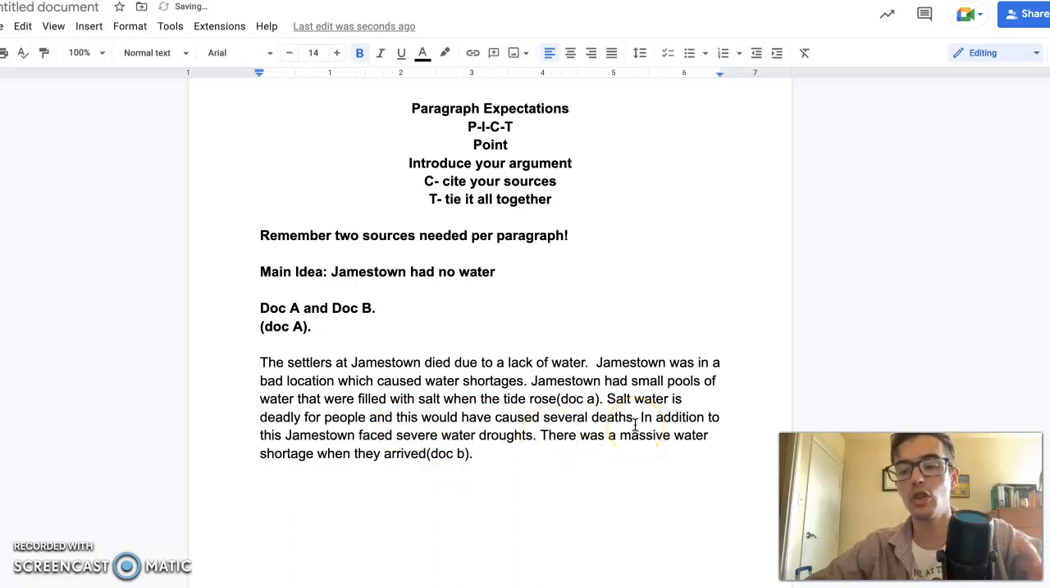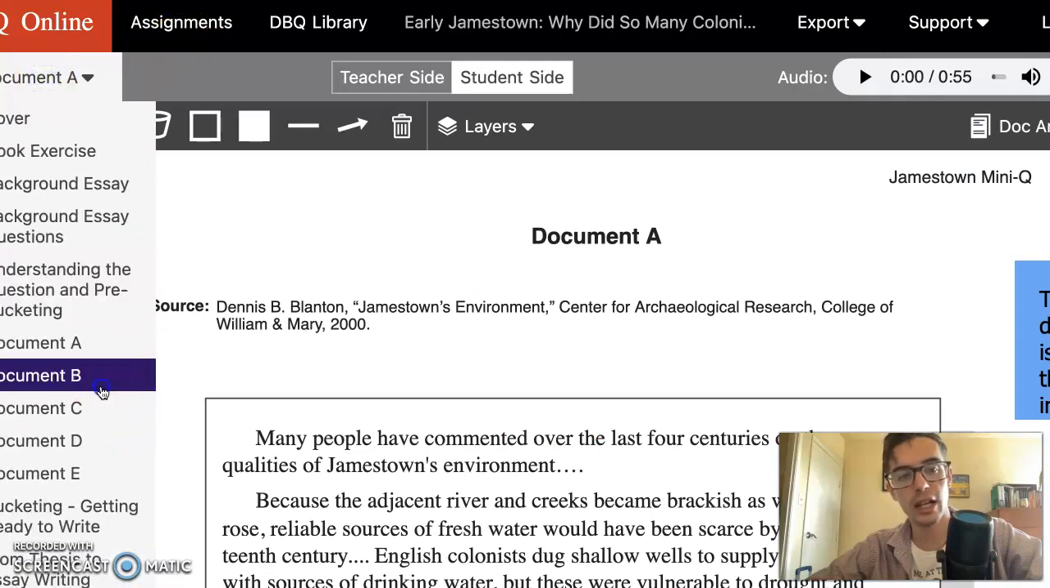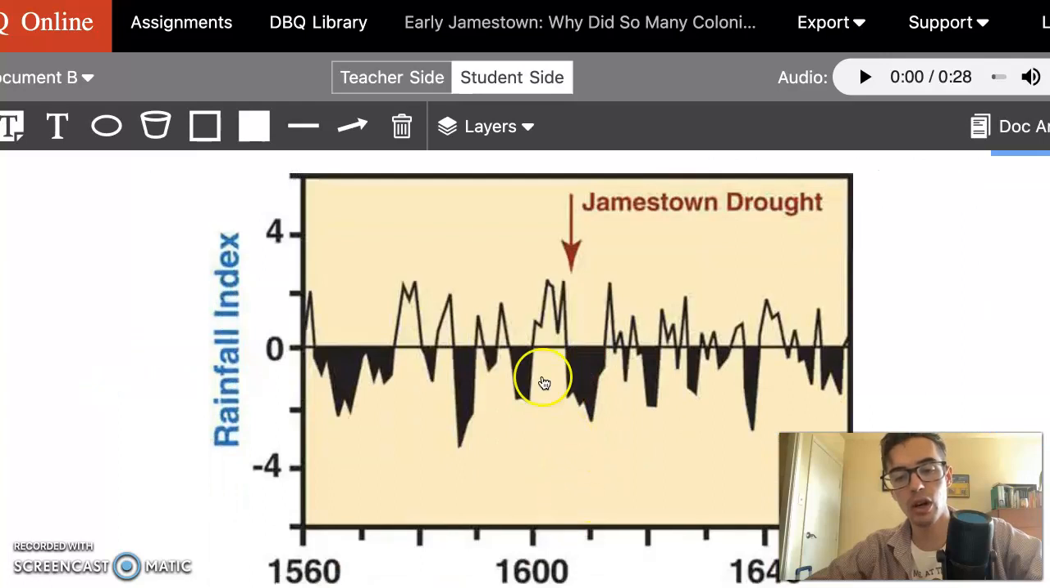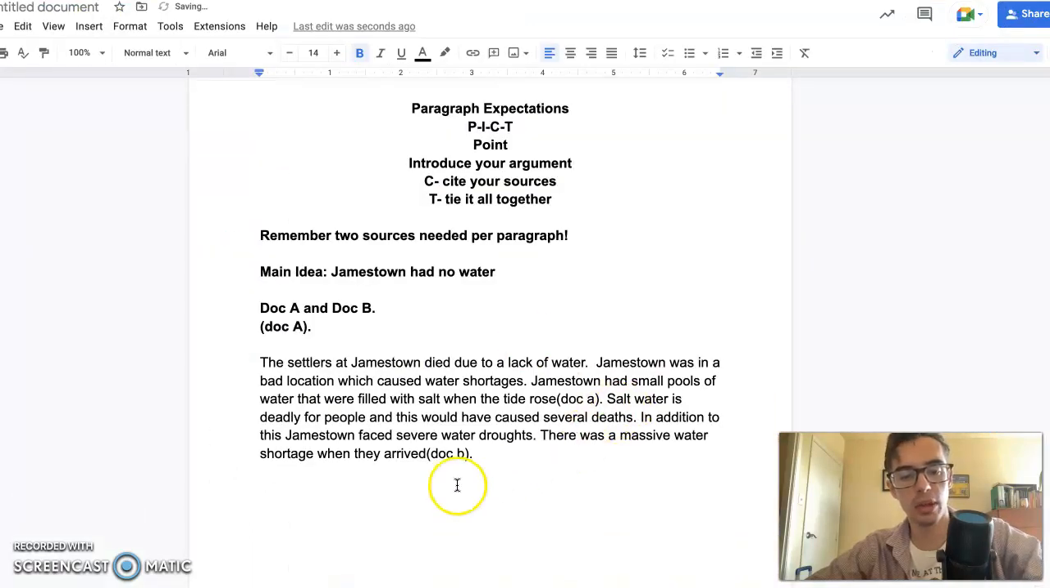Next, I need to introduce my second piece of evidence. In addition to this, Jamestown faced severe water droughts. There was a massive water shortage when they arrived. And if we remember, according to document B, we see that there was a drought going on in Jamestown in 1610. So I might specify that a little bit: massive shortage when they arrived in 1610.